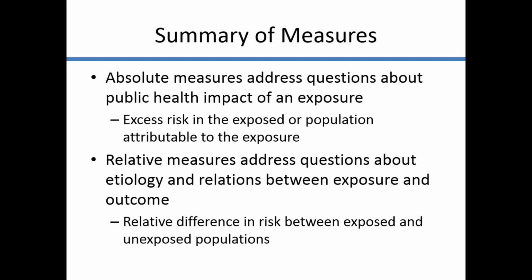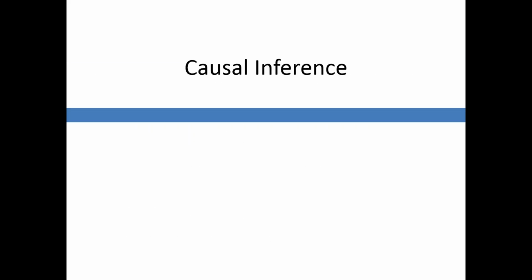Relative measures address questions about etiology, cause, relations between exposure and outcome. Does smoking cause lung cancer? Well, yes, it increases your risk tenfold. So one is more about public health measures: what we need to do, how many personnel we're going to need, what the impact is in terms of how much disease is going to occur in the population. The other is the causal relationship between X and Y. Next slide, please. Causal inference. Next slide, please.